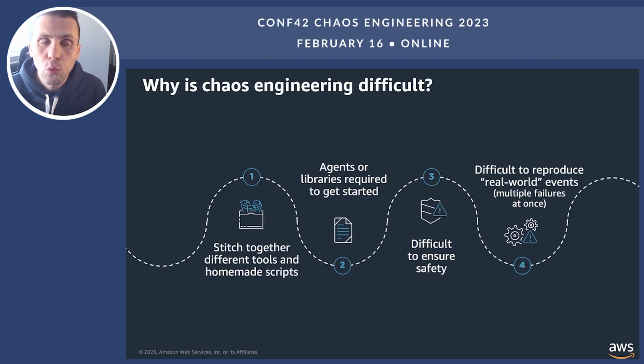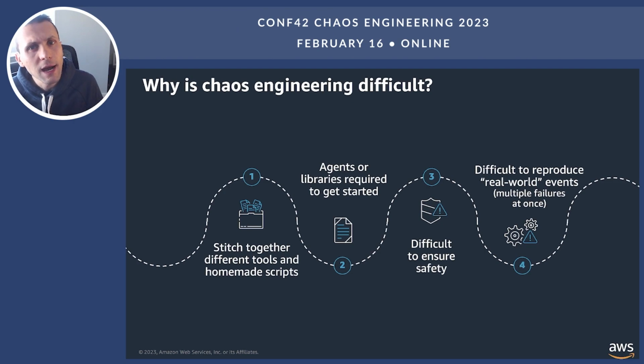But let's talk about why chaos engineering is difficult. In the beginning of the presentation, I mentioned that AWS has actually talked to a lot of customers that have tried to do that by themselves, and we have collected 4 main pieces of feedback from customers from a variety of industries and different company sizes.